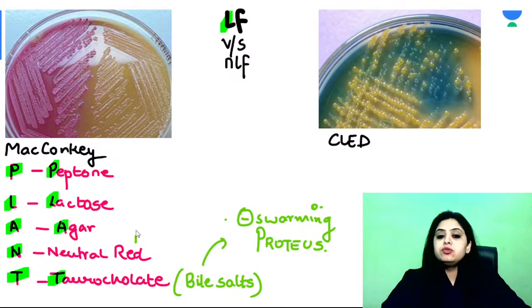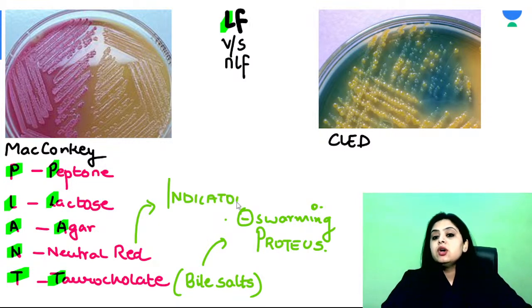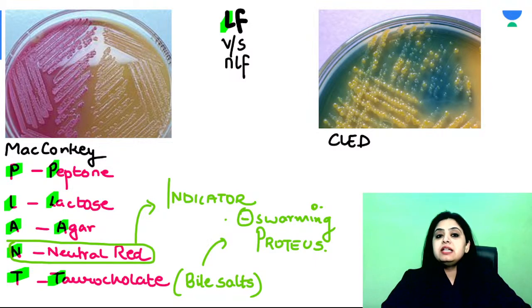Finally, why do we add neutral red? Because that is the indicator. This comes as a question: what is the indicator used in McConkey agar? It is the neutral red, and indicator means a color change will occur. So tell me guys, what is the color change that you see when lactose is fermented? What is the color change that we get? The color change is going to be pink.